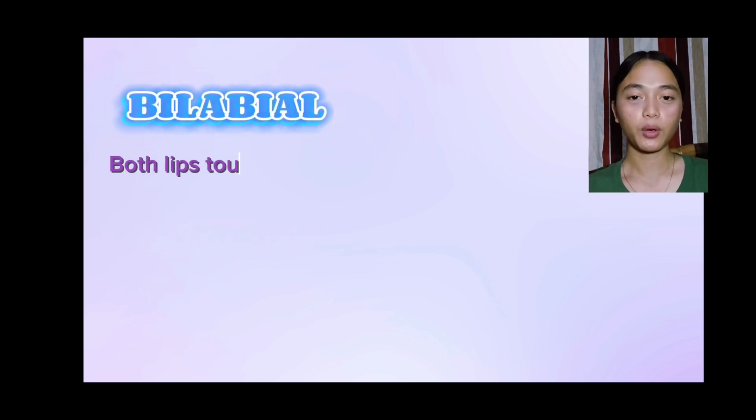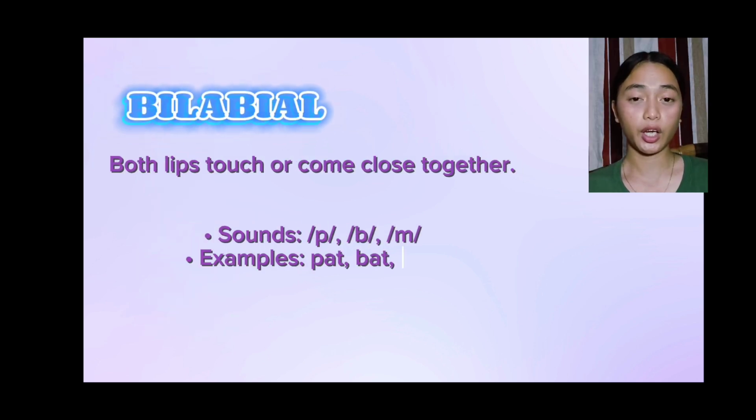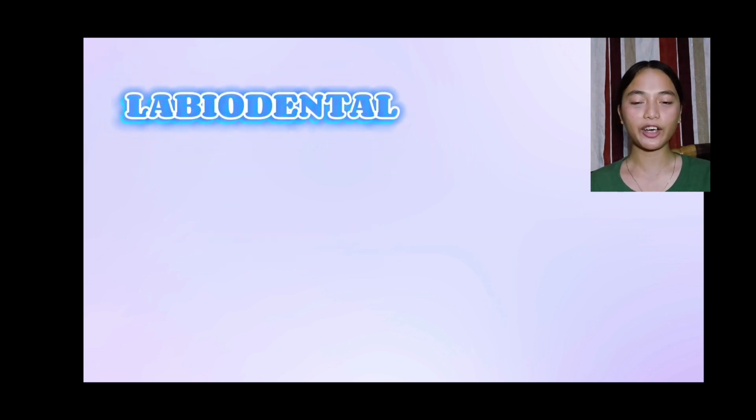First is bilabial. Both lips touch or come close together. This involves the upper and lower lip. You press your lips together and release the air. For example, p, m, as in the sounds for pat and mat.